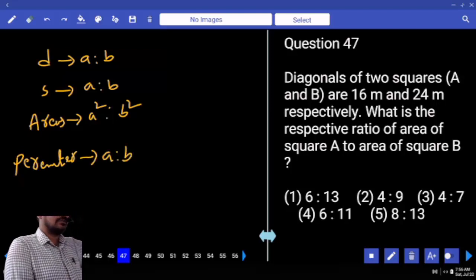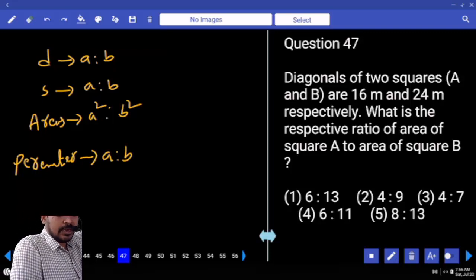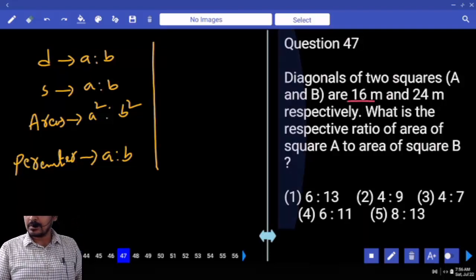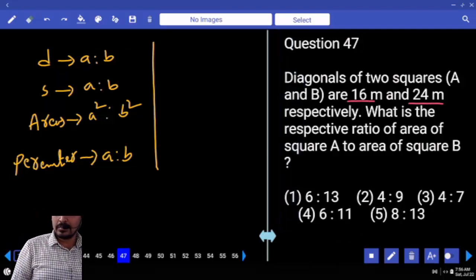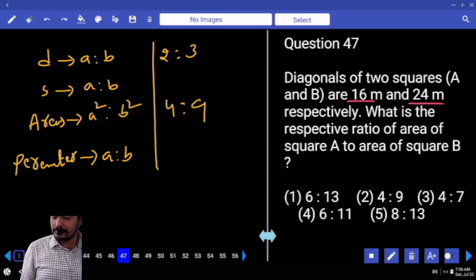If diagonals are A is to B, sides also A is to B, but areas are A square is to B square and perimeters also A is to B. What is the diagonals ratio? 16 and 24 means what is the ratio? 2 is to 3. Diagonals 2 is to 3 means areas are 4 is to 9.